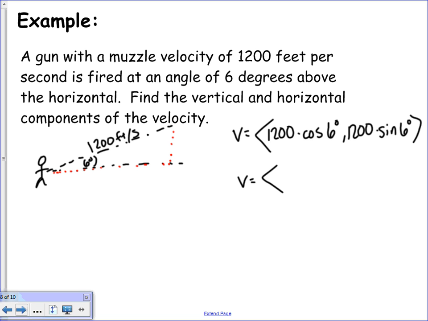I came up, oh, I didn't have this one written down because I changed it. Can somebody tell me what you get for your horizontal component? 1,193.4. Can someone second that for me? Evie says yes. And what about my vertical component? 125.4.